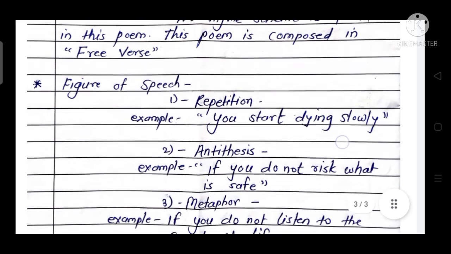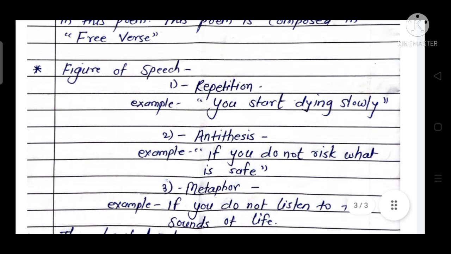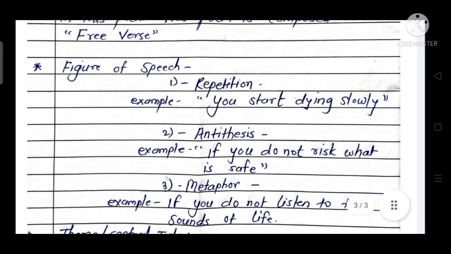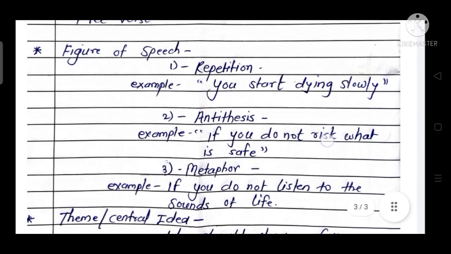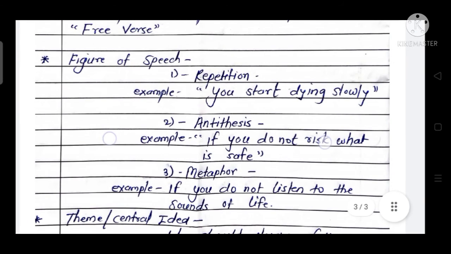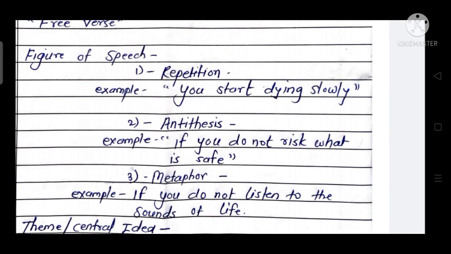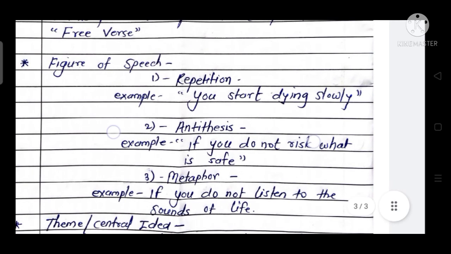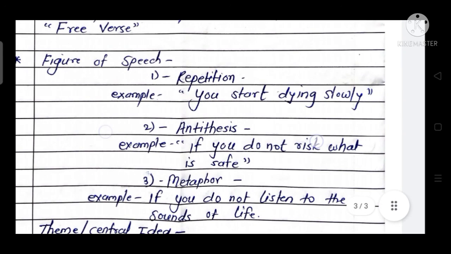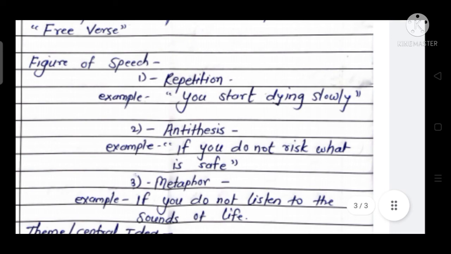Now the next point, figure of speech. Figure of speech means we know that for making the language ornamental, many poets use such devices like figure of speech. The first figure of speech that appears in this poem is repetition. This is a kind of figure of speech that appears in this poem. An example is, You start dying slowly.